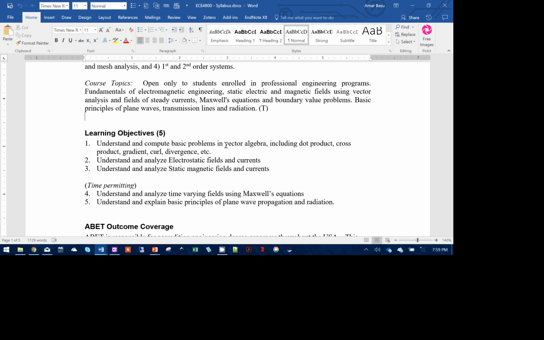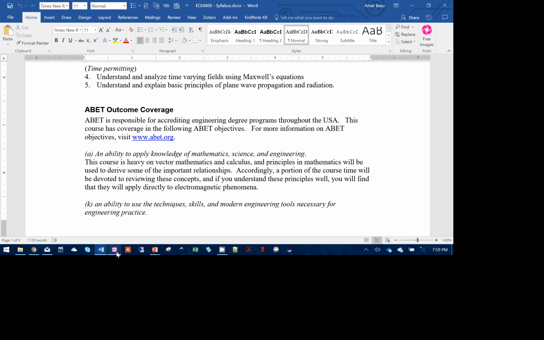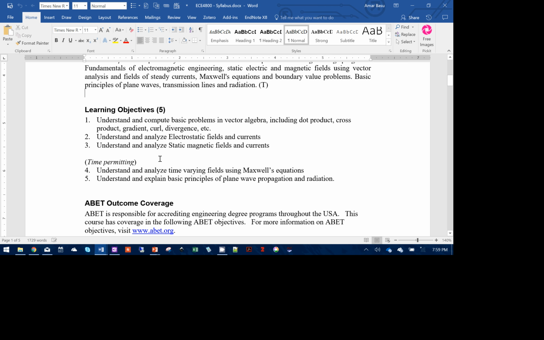Learning objective number 2 is going to be learning to understand and analyze electrostatic fields and currents. Number 3 is understanding and analyzing static magnetic fields and currents. And there is a number 4 here. I think I may have a different version of the syllabus here. The number 4 you'll see; I will post it up there. It's using computational tools, MATLAB, and a tool called COMSOL to simulate, to numerically solve electromagnetics problems.